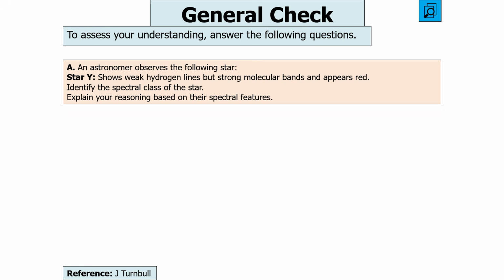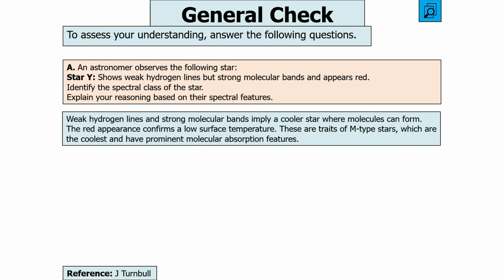Star Y shows weak hydrogen lines but strong molecular bands and appears red. Identify the spectral class of the star. Explain your reasoning based on its spectral features. Weak hydrogen lines and strong molecular bands imply a cooler star where molecules can form. The red appearance confirms a low surface temperature, so these are traits of an M-type star, which are the coolest and have the most prominent molecular absorption features.